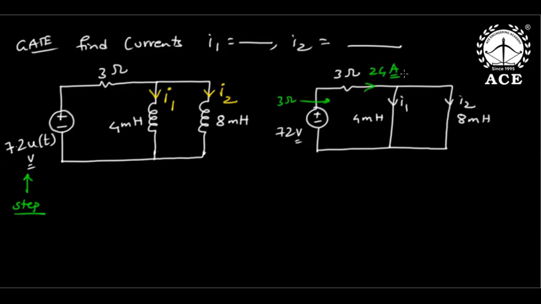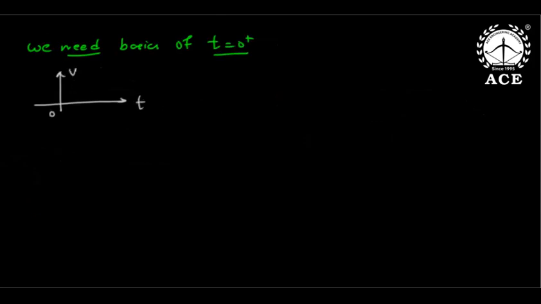Now both inductors are ideal and there is no resistance. How to divide the current? To understand this concept, we need the basics of time variance at t equal to 0 plus. What is the meaning? At t equal to 0 plus, the voltage is suddenly rising from 0 to 72 volts. At that time, time variance will happen. This is called the transient state, and the transient state will give you some secrets.